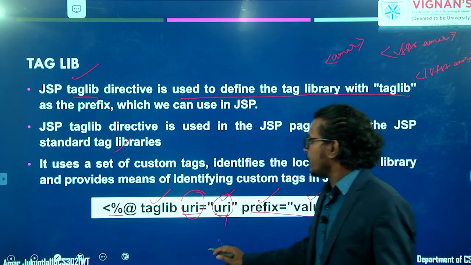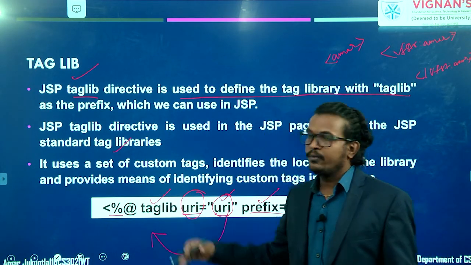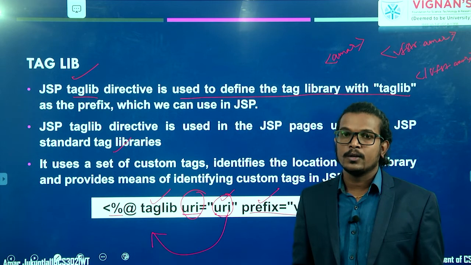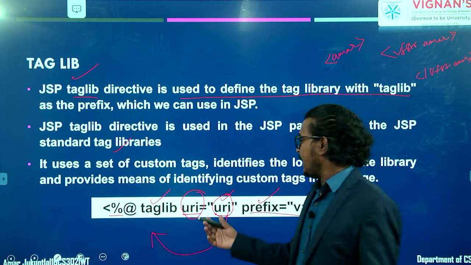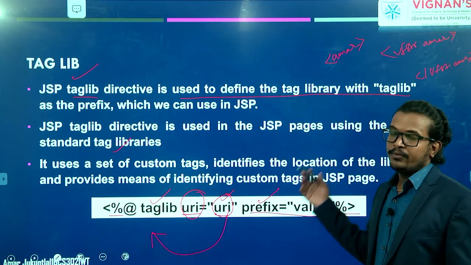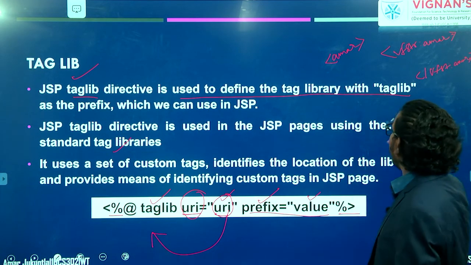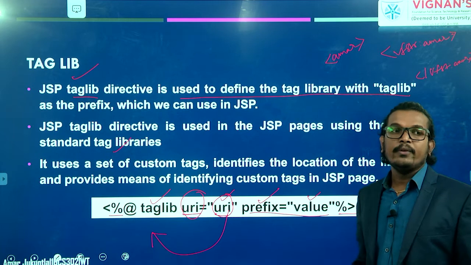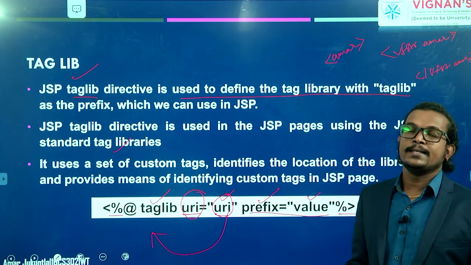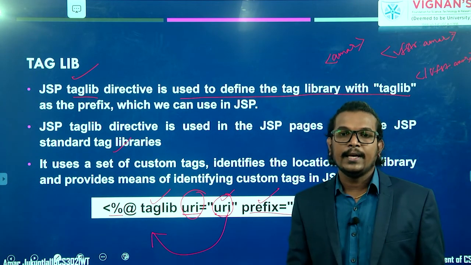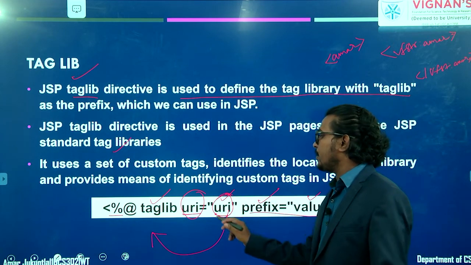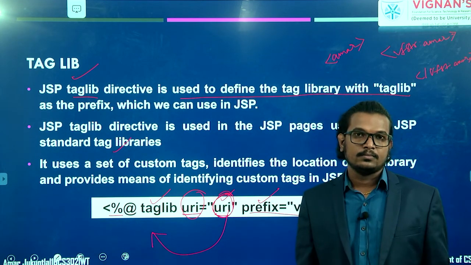So it will go to that particular library and verify whether the custom tag is available or not. After that it will come back, and if it is available, it will display that particular tag related information. If it is not available, it will raise an exception there. Clear? That's why we have to provide this particular URI information.